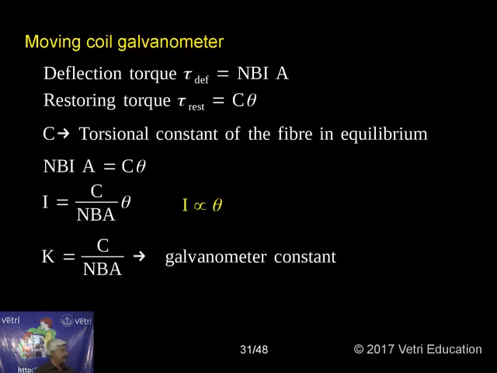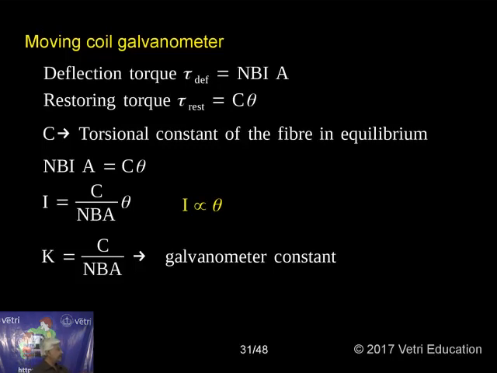This C by NBA is a constant. That constant is called the galvanometer constant. You have to keep in mind the value of K. Galvanometer constant K is equal to C by NBA. C is a constant, the torsional constant. N, the number of turns for a particular coil, is constant. B, the magnetic field we are applying, is constant. A, the area of the coil, is also constant. So if we substitute all the constants, we get one value. That value is called the galvanometer constant.